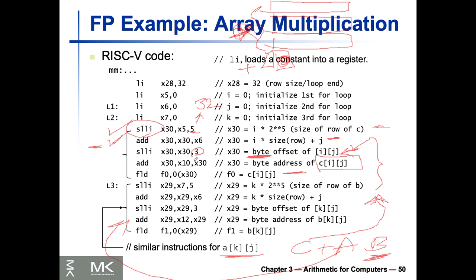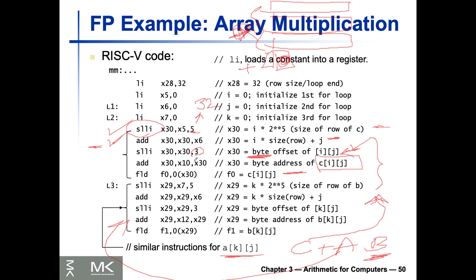I'm talking about what you're drawing at the top there, just as a reference point. The first SLLI or the second one? Second. Yeah, so the second one is actually computing the byte offset for I and J. Because 2 to the power of 3 is going to be 8, right? And each byte is 8.